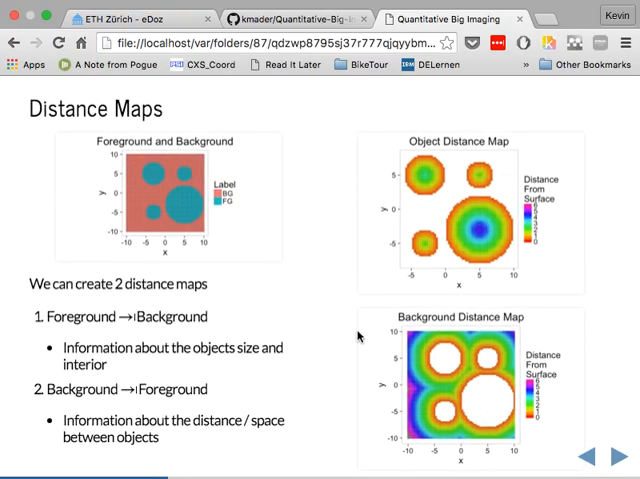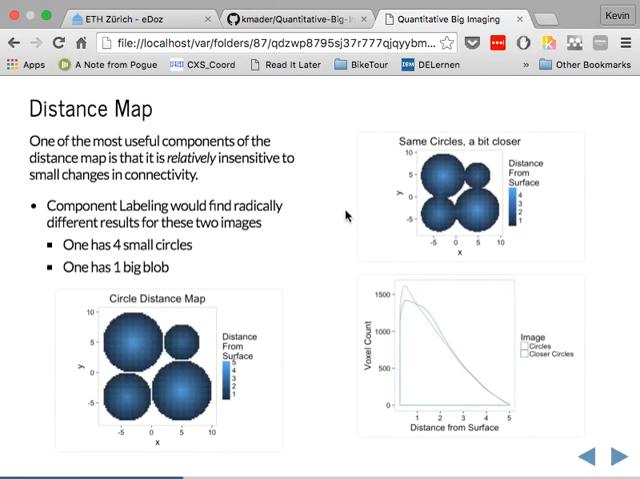So, we now have these two different types of object distance maps, and we can see visually how they might be useful, but actually we rarely use distance maps in their own right. The distance maps are usually just a tool for getting to another kind of analysis rather than an analysis in themselves.